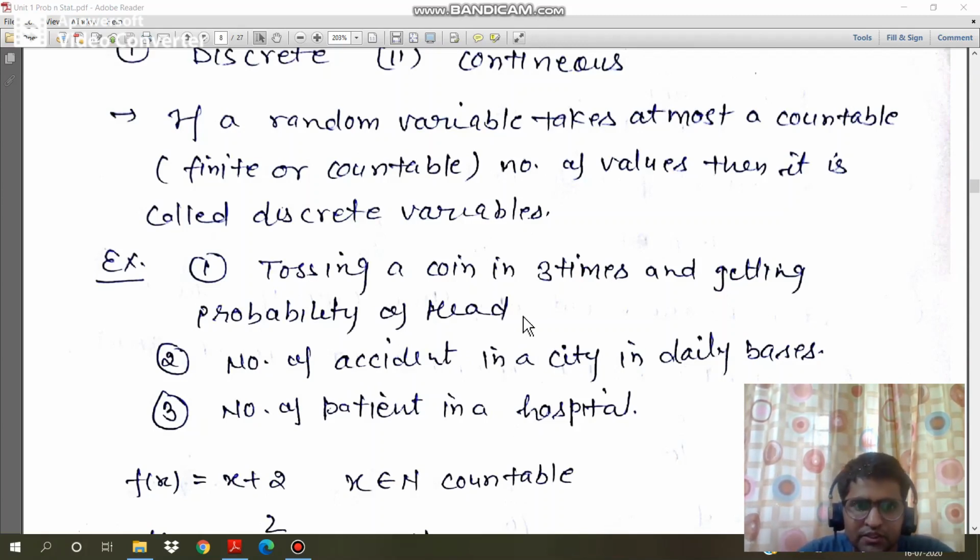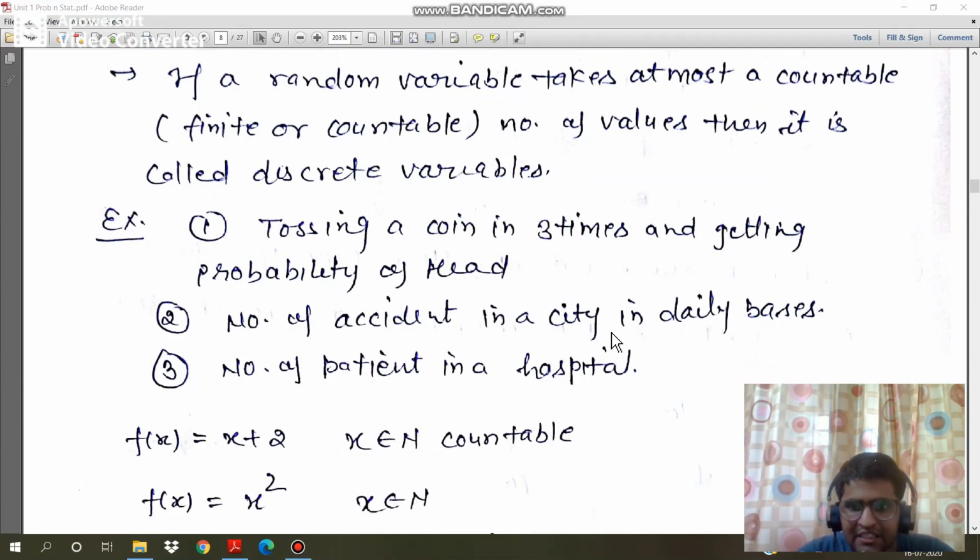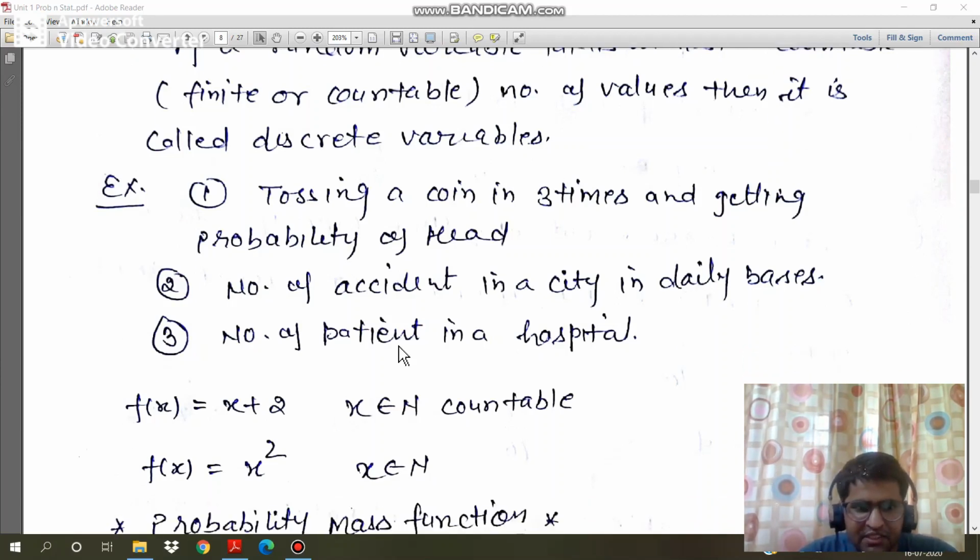This is an example of discrete data: the number of accidents in a city on a daily basis. If you count the number of accidents in your city, it is limited. Third one, the number of patients in a hospital. The number of patients in a hospital may be per day 10, 20, 30, maximum 100, 200 or 5000. Means it is countable.